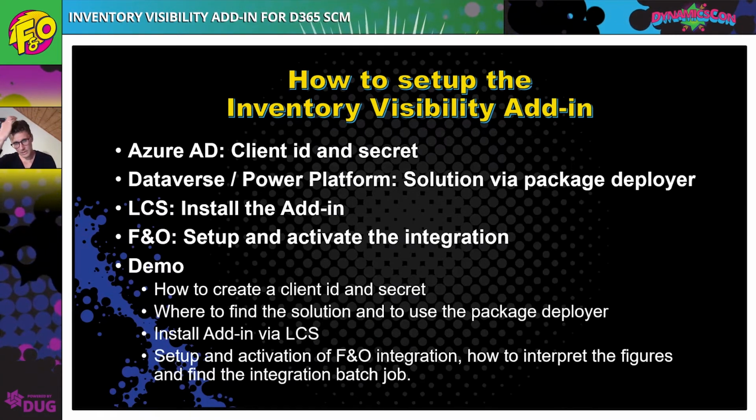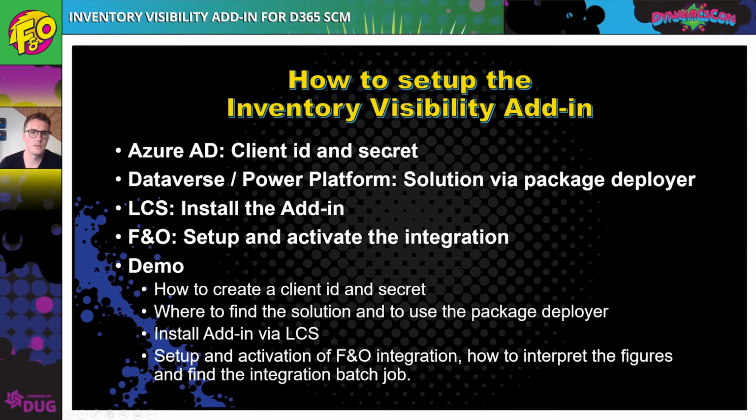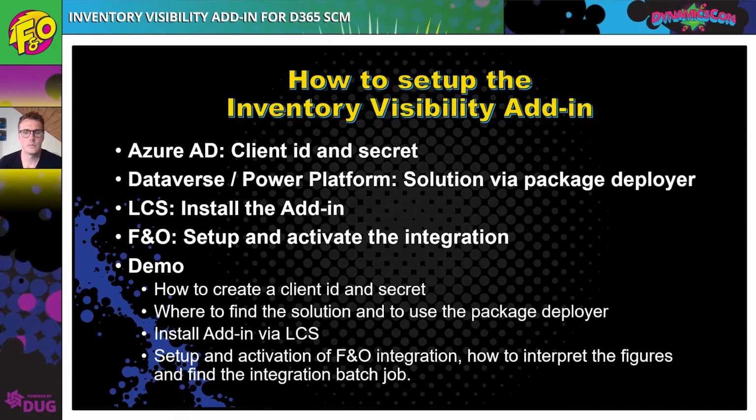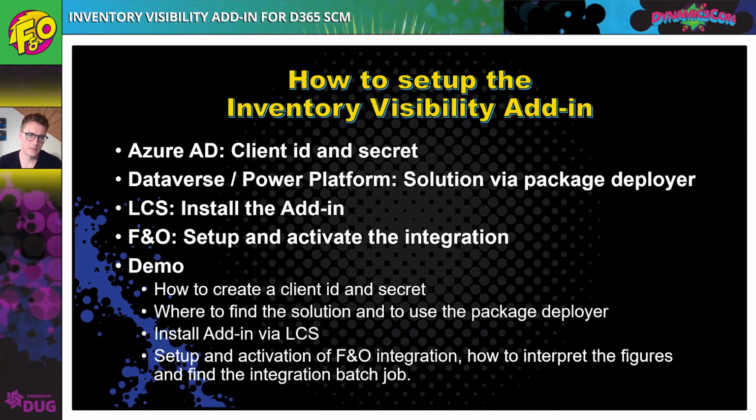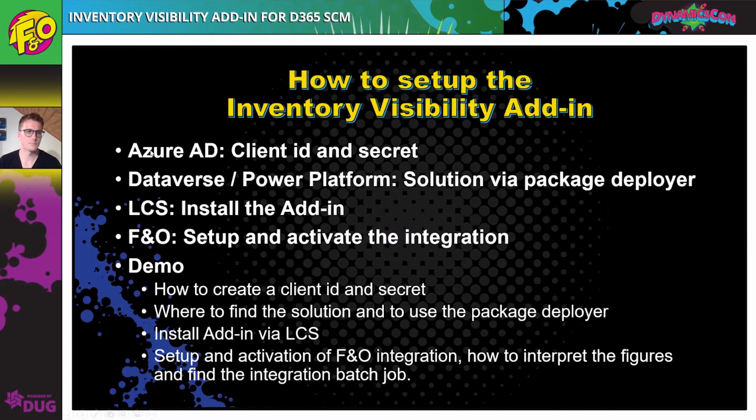The setup consists of 4 steps. You first have to set up a client ID and a secret in your Azure Active Directory. I will show you where you can do this later on. Then you need to import or install a Power Platform / Dataverse solution. And after this, you install an add-in on LCS. And after this, you can set up the integration in F&O. With that, I want to jump into a demo.